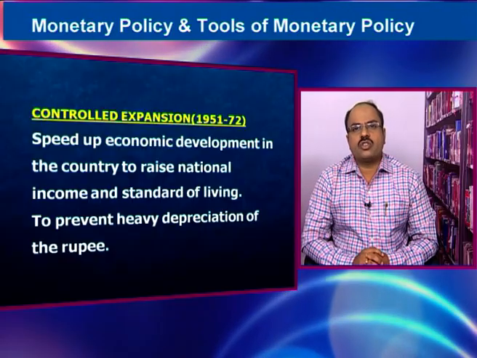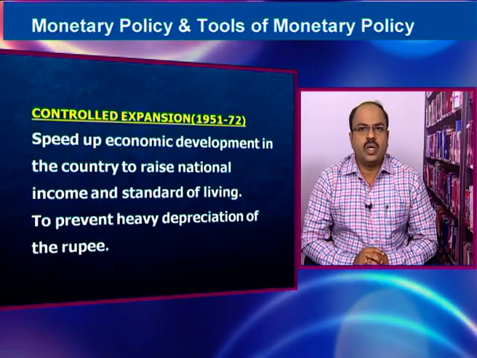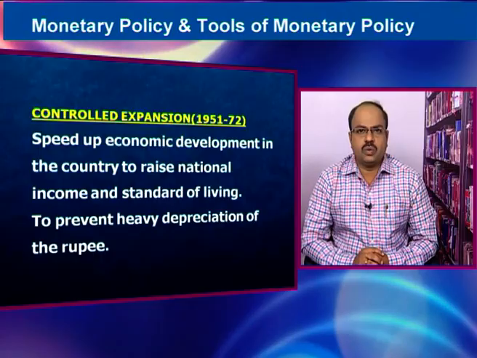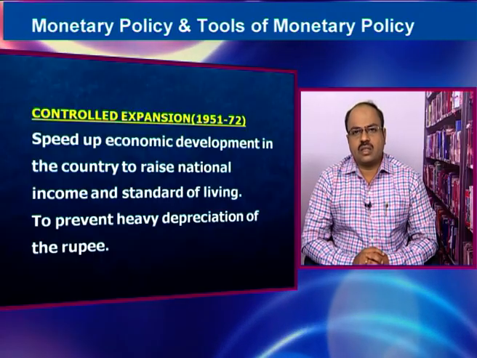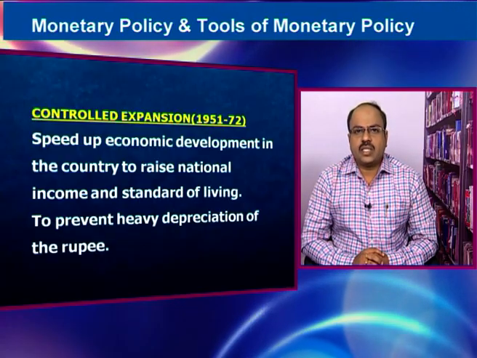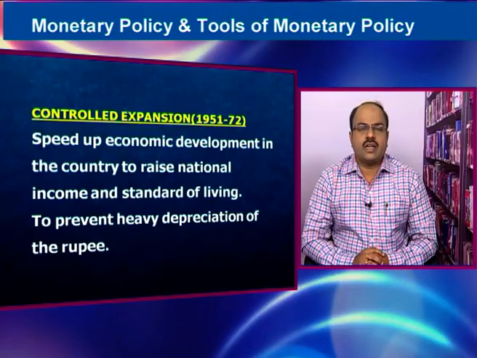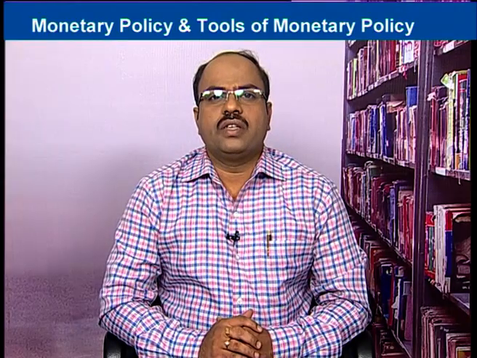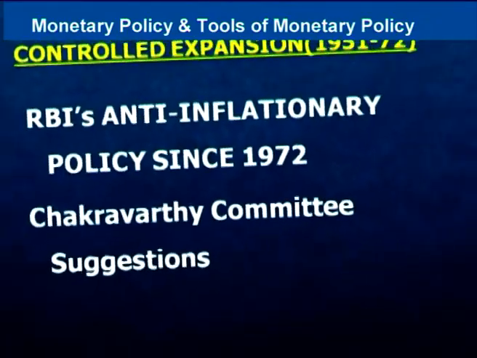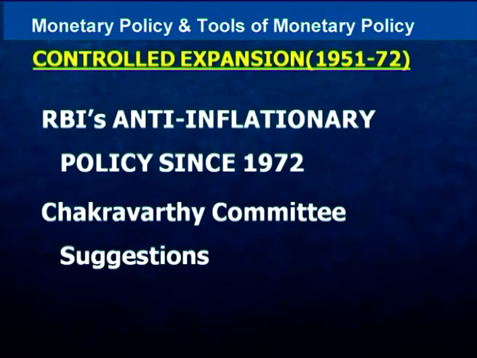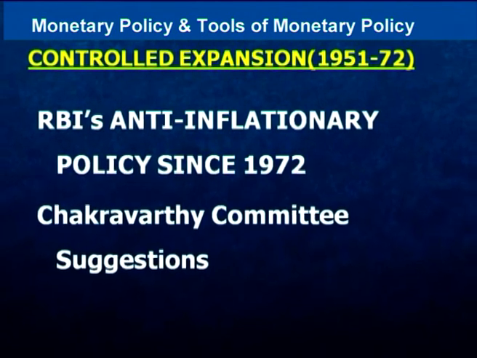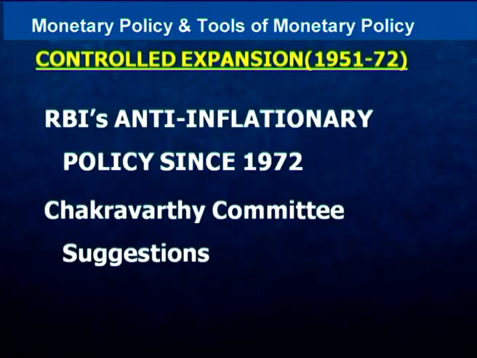Controlled expansion was followed from 1951 to 1972, to maintain the momentum of economic growth. This will stabilize the prices as well as raise the national income and the per capita income of the people, so the living standard of the people will also be increased. Since 1972 onwards, RBI's anti-inflationary policy is being followed with the help of monetary policy itself. We also read about Chakravarti Committee suggestions on monetary policy.